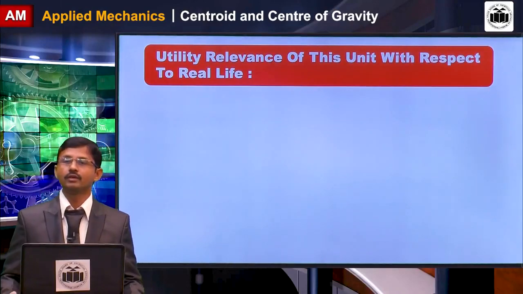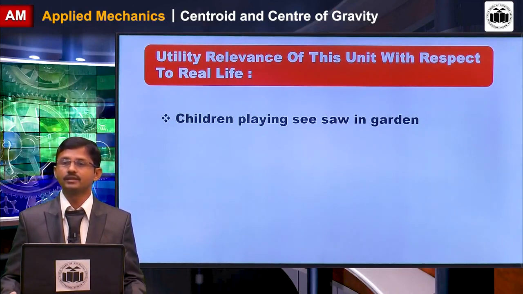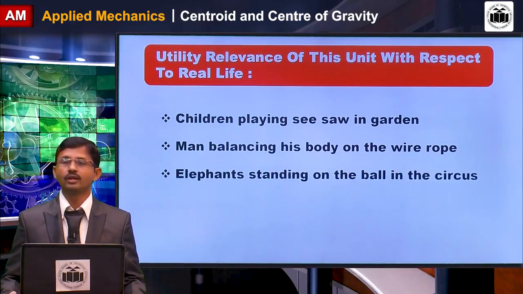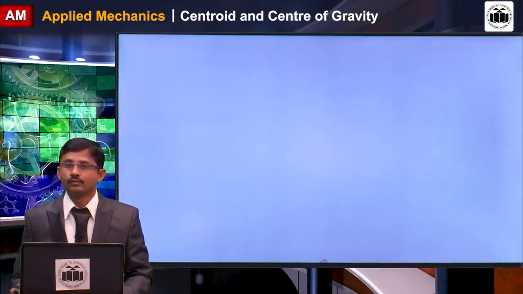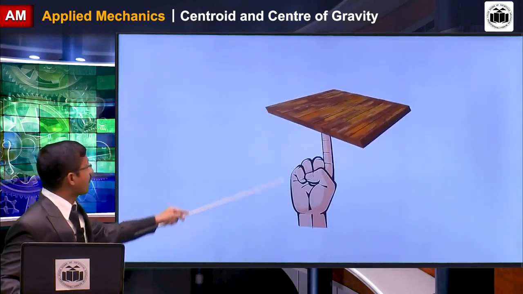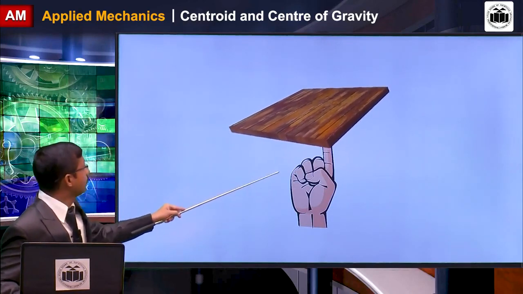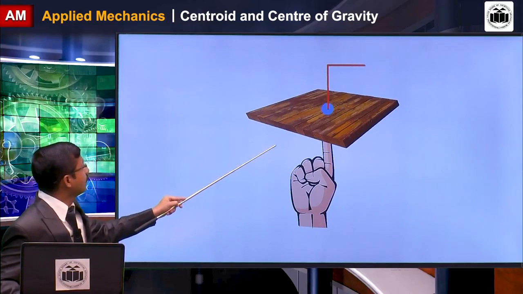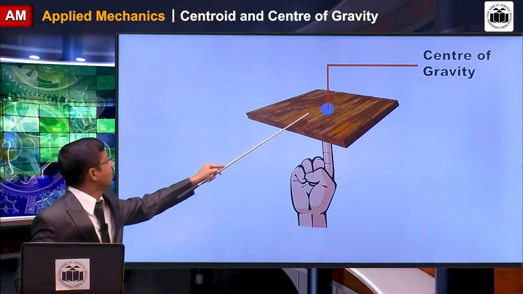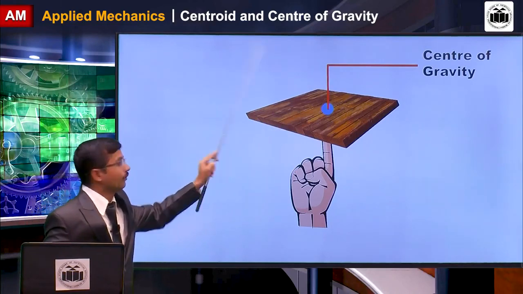The utility relevance of this unit with respect to real life are children playing seesaw in the garden, a man balancing his body on the wire rope, elephants standing on the ball in the circus, and a boat balancing in the water. If you consider a cardboard and you try to balance that cardboard on the fingertips, it will move left, right, and it will balance at a particular point. That point is called the center of gravity of that particular cardboard.